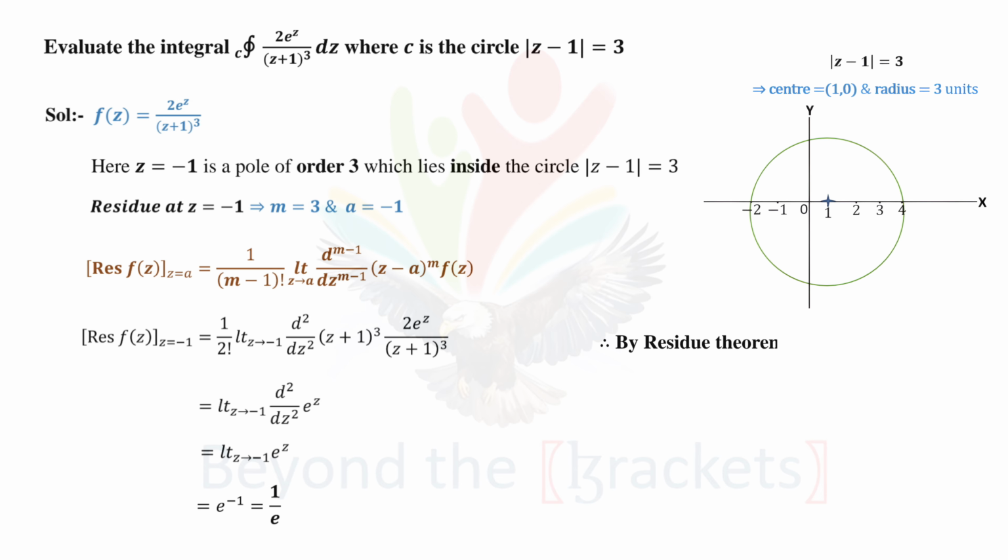By residue theorem, integral over C f of z dz will be equal to 2 pi i into sum of residues inside C. So there is only one pole, z is equal to minus 1, inside C. So it will be 2 pi i into residue at z is equal to minus 1. So it will be 2 pi i divided by e.